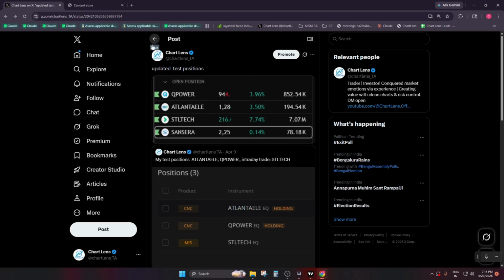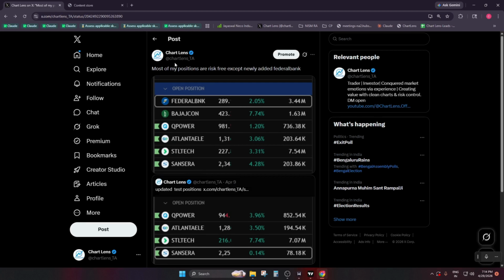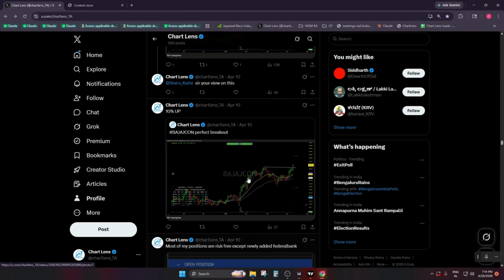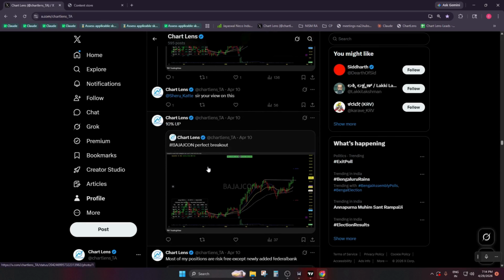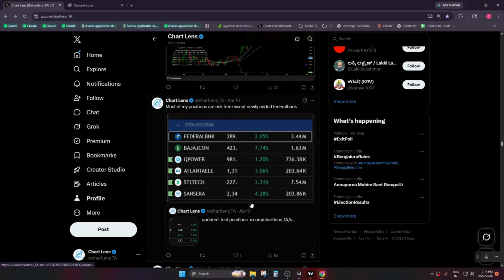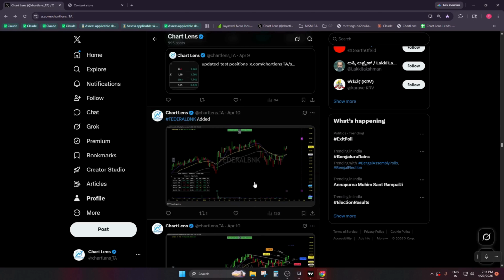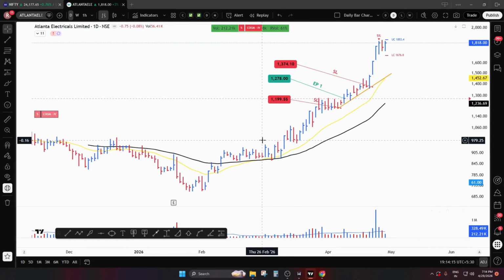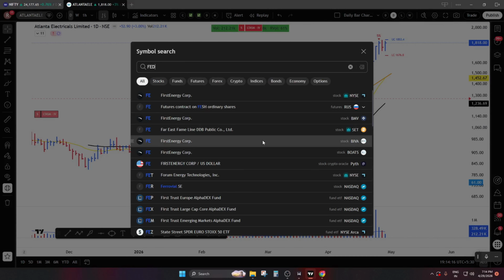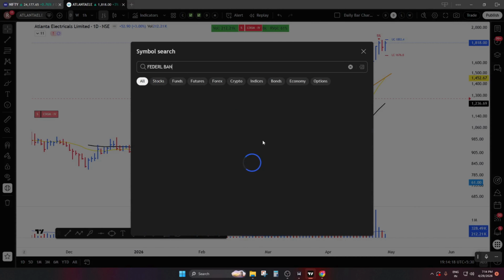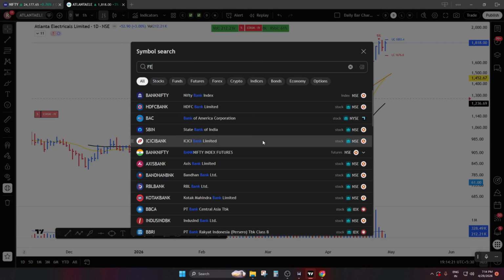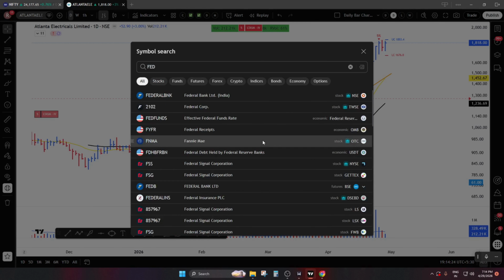Now let me take you to my Twitter again. So April 9th. After that I started to add Federal Bank, I guess. Okay, Bajaj Consumer, yes. So let me take you to Bajaj Consumer. Before that I added Fed Bank, and then I added Bajaj Consumer. Fed Bank actually I was stopped out at cost itself because it was not moving. It was Federal Bank.